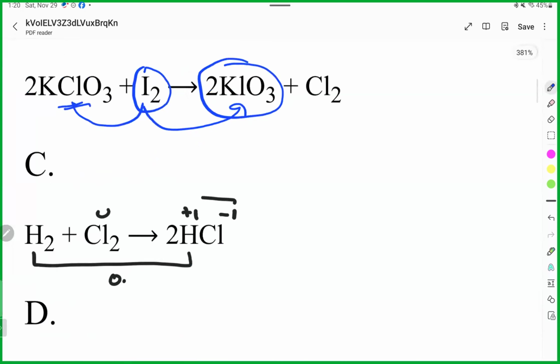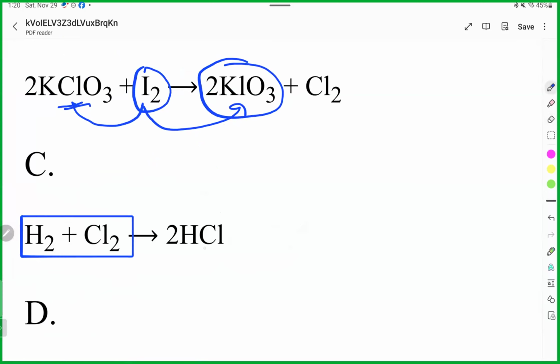See, what is the third reaction? Combination reaction. Why? Two reactants combine and form one product.